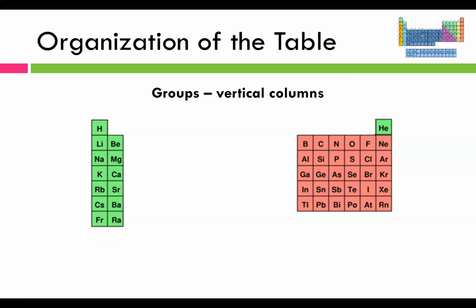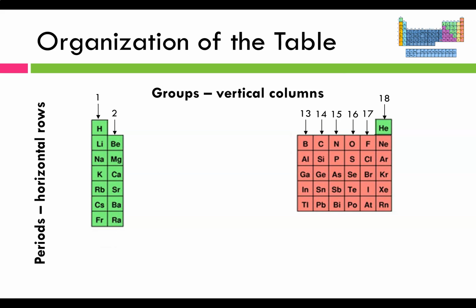Groups are the vertical columns. So there are 18 groups in the periodic table. Sometimes you'll see them numbered a little bit differently. You'll see group A and group B elements, but typically you tend to see this 1 through 18 listing. That's the one that's in our reference table.